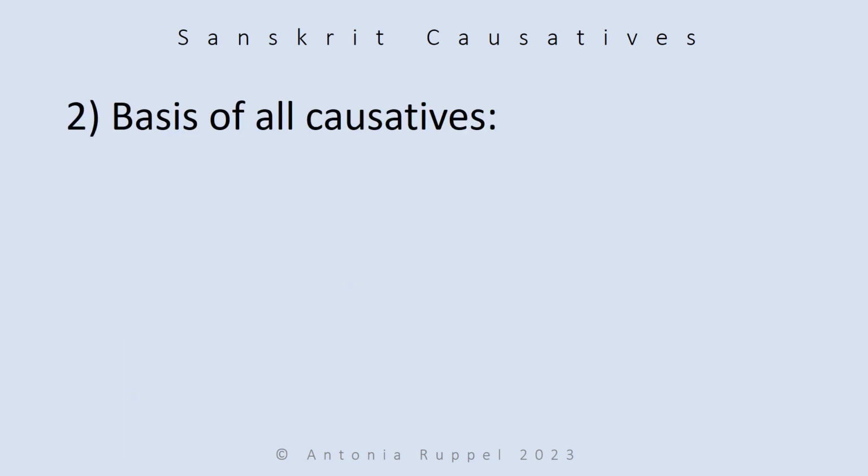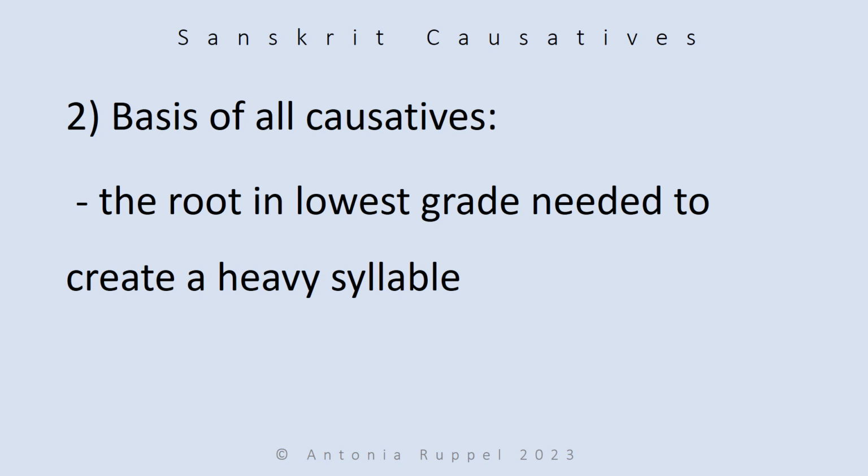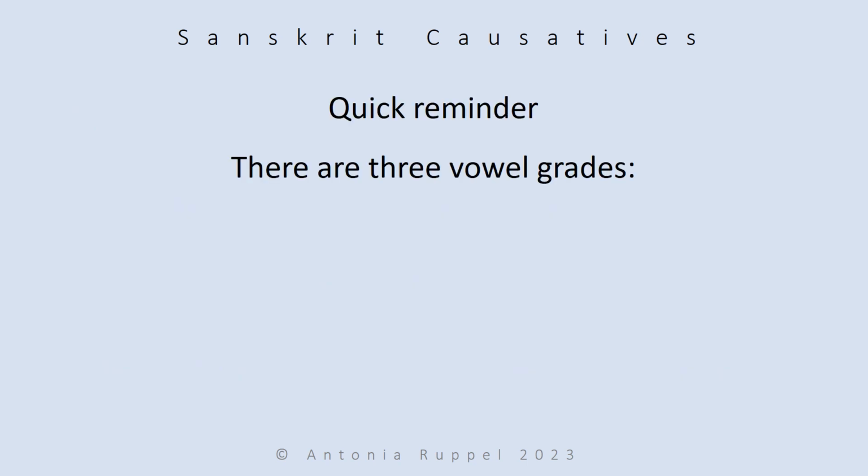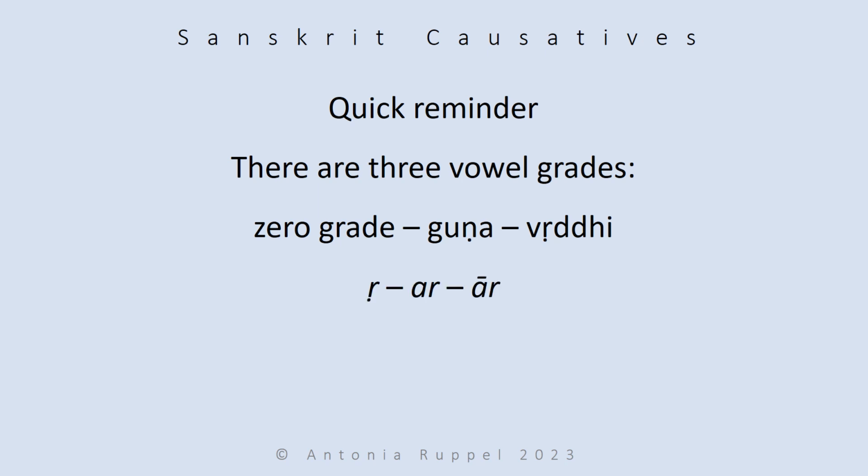The basis of all causatives is a verbal root in the lowest vowel grade needed to create a heavy syllable, which usually means that the root stands in guna or sometimes in vriddhi. Quick reminder, there are 3 vowel grades, 0 grade, guna, and vriddhi, which consist of the vowel itself, a plus the vowel, or a plus the vowel. So, for example, vocalic guna, ar, vriddhi, ar. And if you want to read up on that properly, you can do so, for example, in chapter 7 of the Cambridge Intro to Sanskrit.